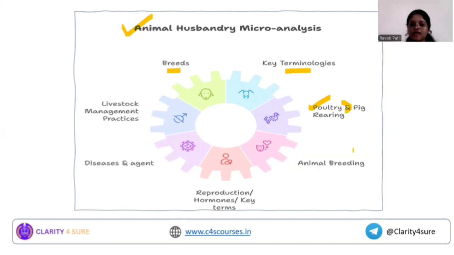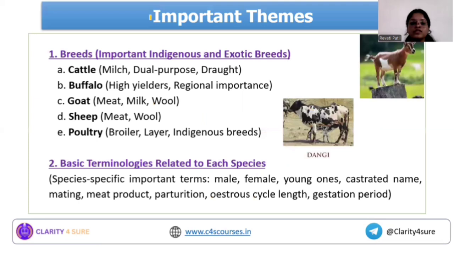Next is animal breeding, like crossbreeding, grading up, and all that concept. Then reproduction, hormones, and key. This is again important. The disease and its causal agent, not just the disease, but the causal agent they're asking, and the livestock management practices. These are the broader headings under which the questions are coming. So yes, let's discuss what you need to cover under those broader headings.